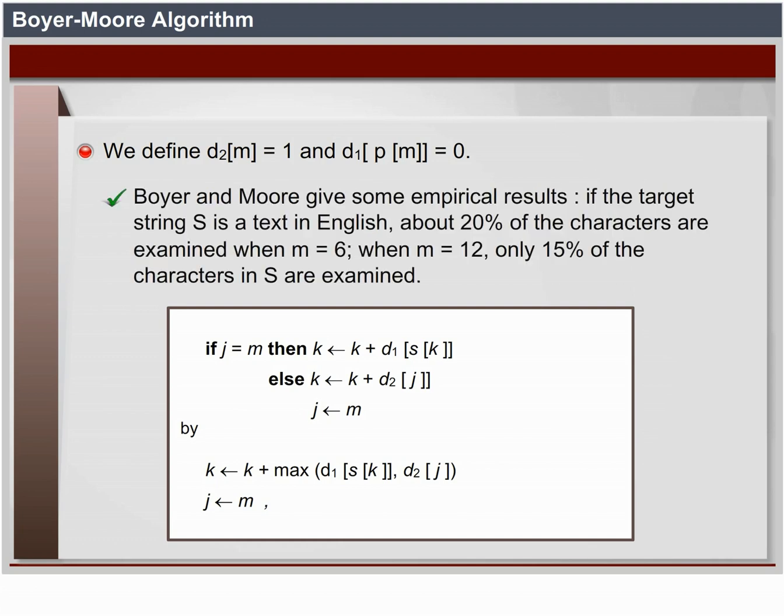Boyer and Moore give some empirical results. If the target string S is a text in English, about 20% of the characters are examined when M equals 6. When M equals 12, only 15% of the characters in S are examined.